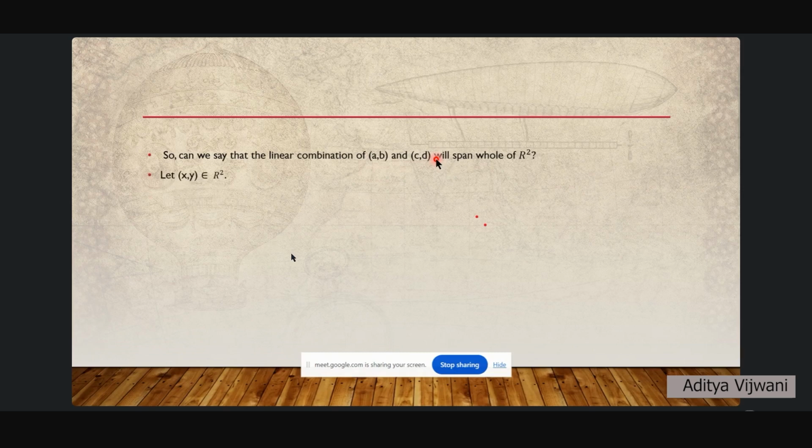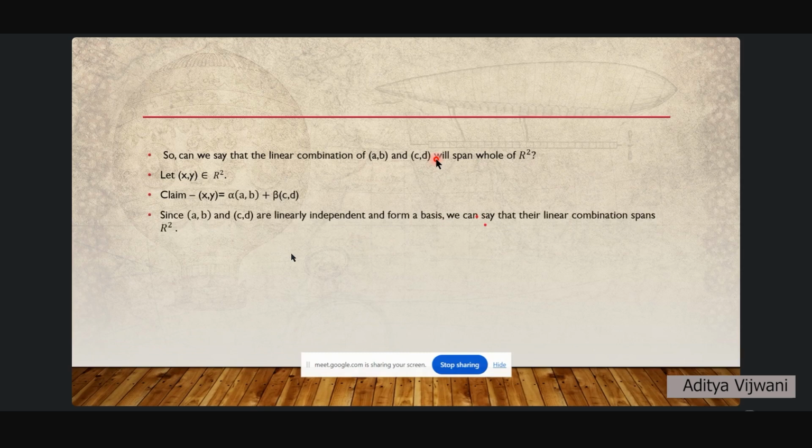So to prove that, I take an arbitrary vector in R2, say (x, y), and my claim is that (x, y) can be expressed as alpha times AB plus beta times CD. Basically, they're linear combinations. Since AB and CD are linearly independent and form a basis for R2, we just need two linearly independent vectors to form a basis. So their linear combination will span R2. Right. So from here also we can say that I can get any vector (x, y) in R2, which is formed by the linear combination of AB and CD.